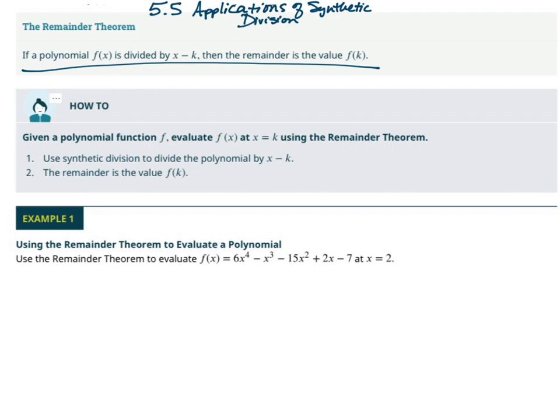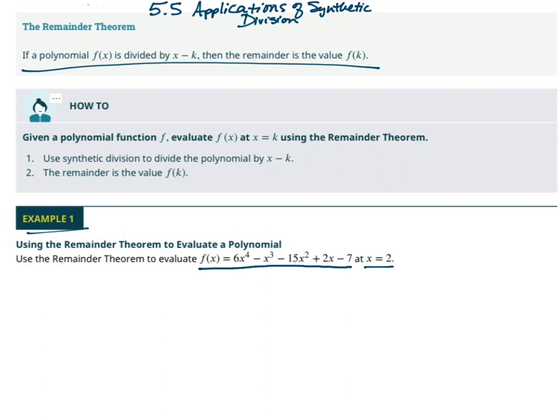So here's what we're going to do. This is example 1. It says, use the remainder theorem to evaluate f of x equals 6x to the 4th minus x cubed minus 15x squared plus 2x minus 7. Write this polynomial down. This is example 1. We are going to evaluate this polynomial at x equals 2.